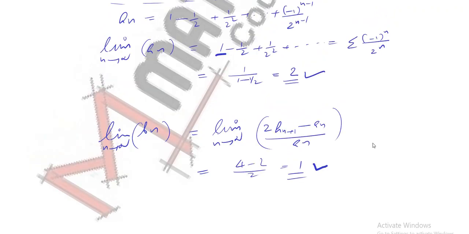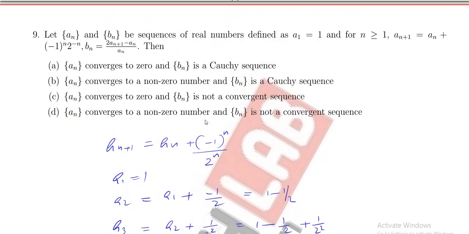Now let's see the options. An converges to a non-zero number and bn is a Cauchy sequence. Yes, bn is also convergent, right? So option B is right. An does not converge to 0, so A and C are false. D says bn is not a convergent sequence, which is false. So all the options A, C, D are false, and the only correct option is B, because both the sequences an and bn converge.